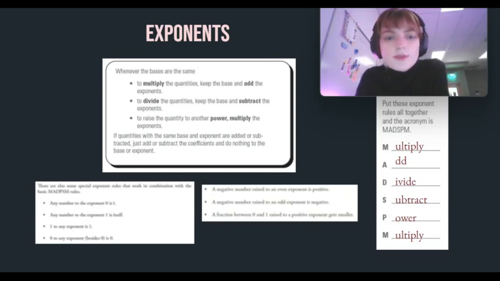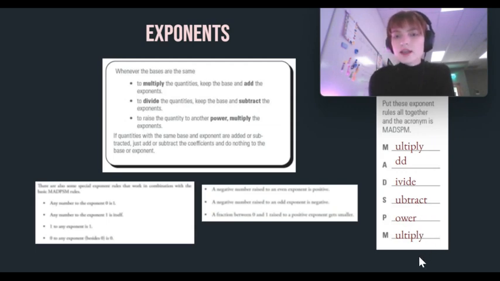If quantities with the same base and exponent are added or subtracted, just add or subtract the coefficients and do nothing to the base or exponent. When you put all of the exponent rules together, we get the acronym shown here, MAD-SPM. That stands for multiply, add, divide, subtract, power, and multiply.